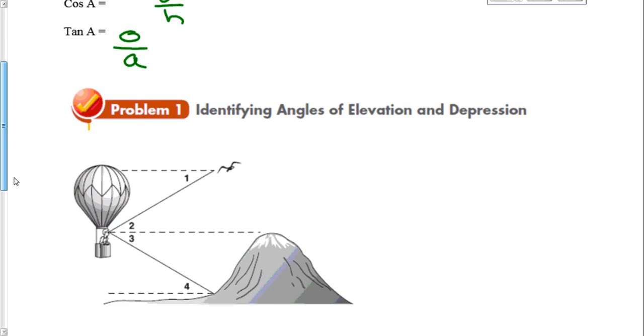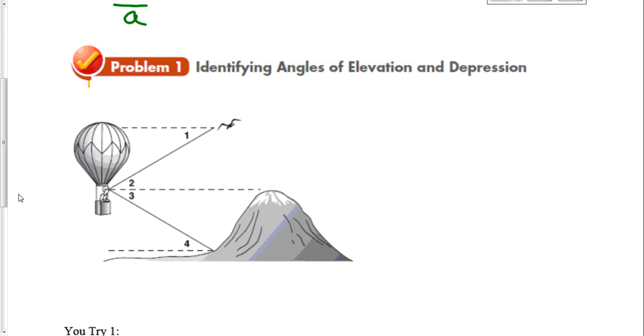Okay, so let's continue and do some more practice with trigonometry. What we're going to learn about today are things called angles of elevation and angles of depression. So we use these in word problems, and you're told the angle of elevation, and you have to know which angle you are talking about.